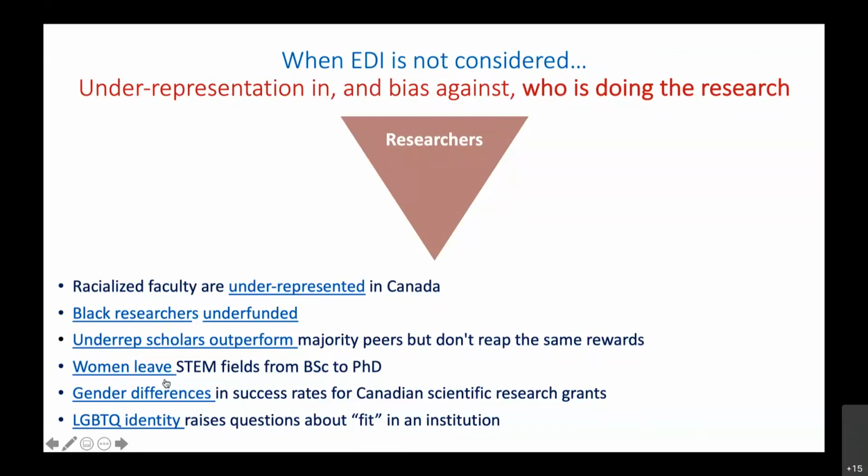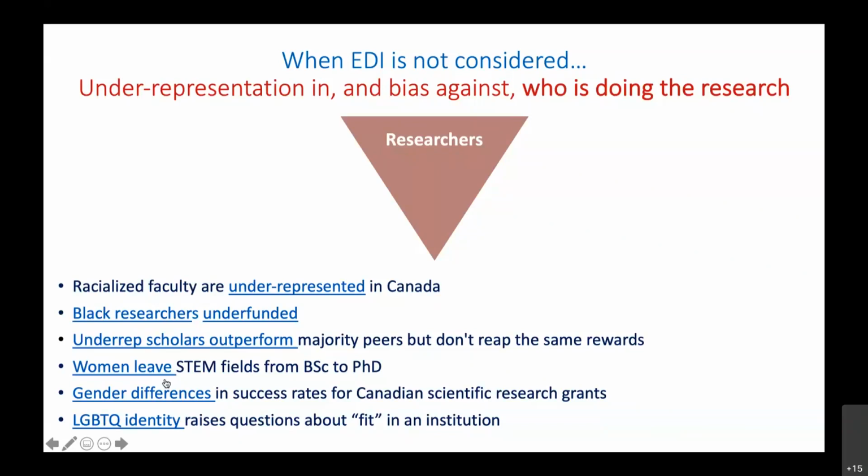So in STEM fields, which stands for science, tech, engineering, and math, there's a higher rate of attrition among women. So more women leave these fields when you go from a bachelor's of science into a PhD. Along that route, we have a high attrition of women.